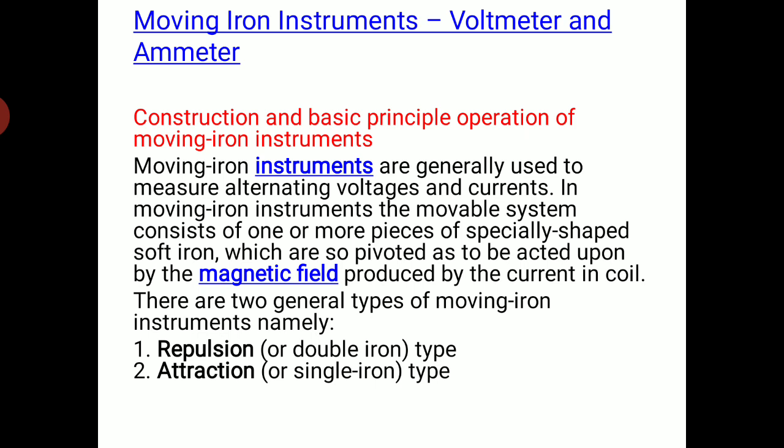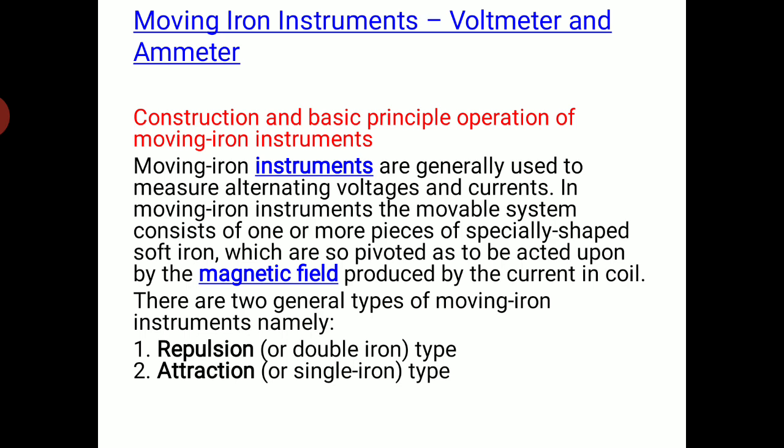So the next one is moving iron instruments. It is another type which can be used as a voltmeter and ammeter. It is generally used to measure alternating voltages and currents. The moving element consists of one or more pieces of specially shaped soft iron, so provided as to act upon the magnetic field produced by the current in the coils.